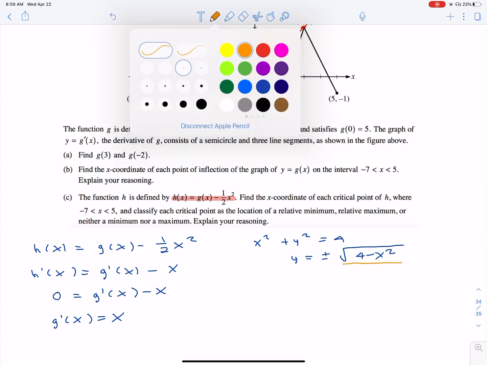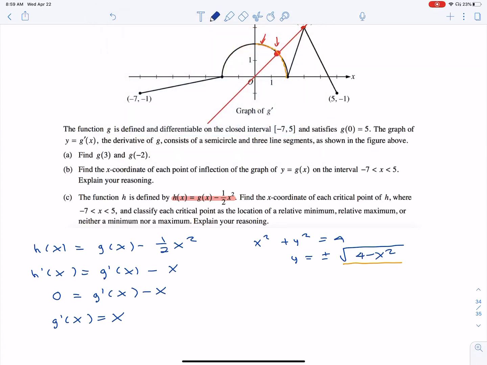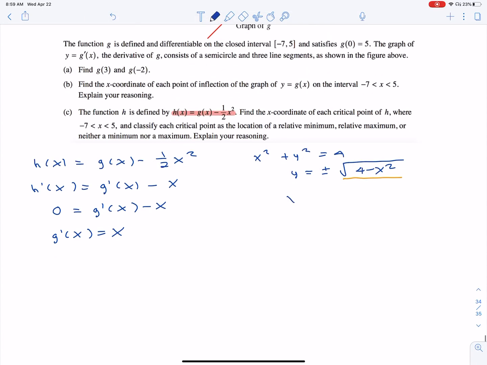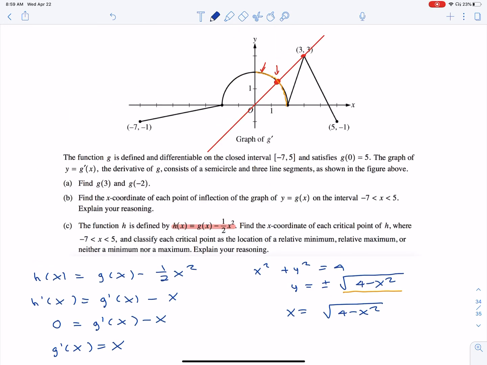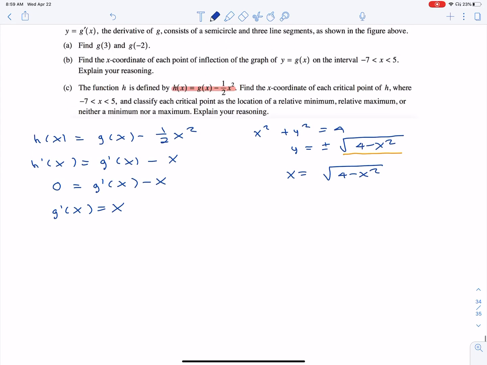So what I want to know is where does that equal x. So I'm going to say x equals this stuff because I'm trying to find where the black part intercepts the red part. So I set them equal to each other, squaring both sides. I get x squared equals 4 minus x squared. So 2x squared equals 4.